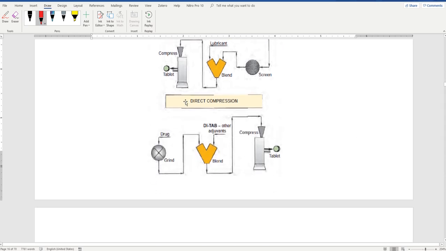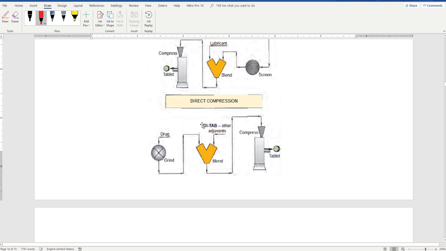Okay, the last step is direct compression. And as you see here, there are much fewer steps than the indirect compression, whether it's by wet granulation or dry granulation. First, you need to make sure that the particle size of the drug and other adjuvant is according to your requirement. Then you blend them. Of course, adjuvants include usually directly compressible vehicle.